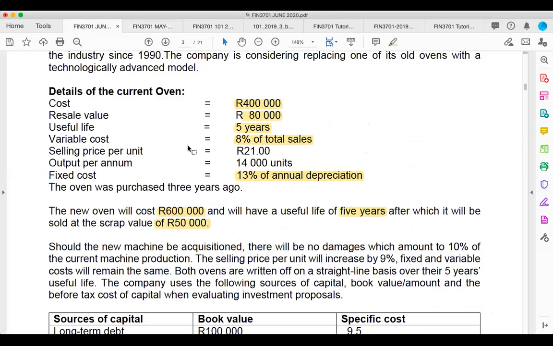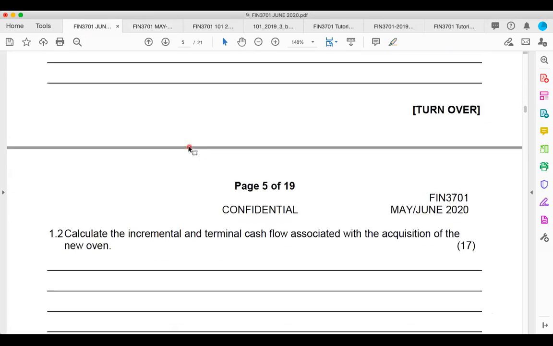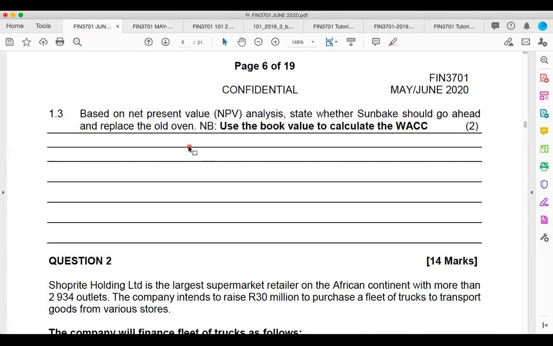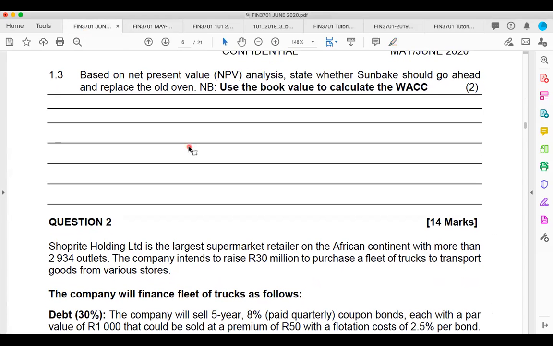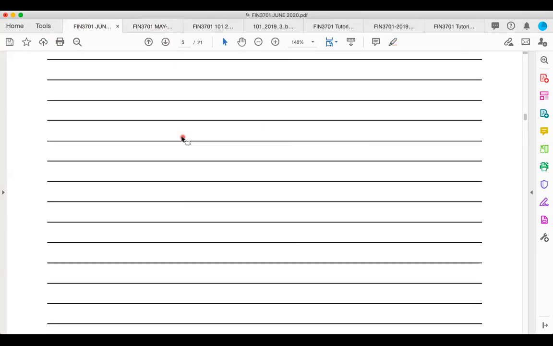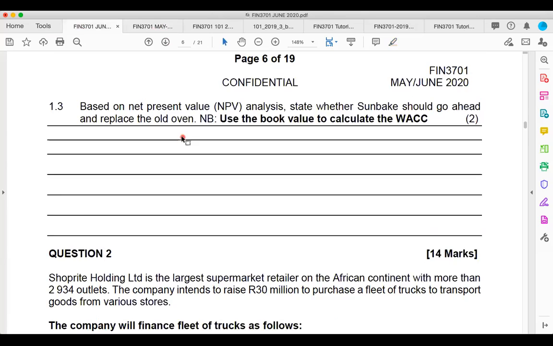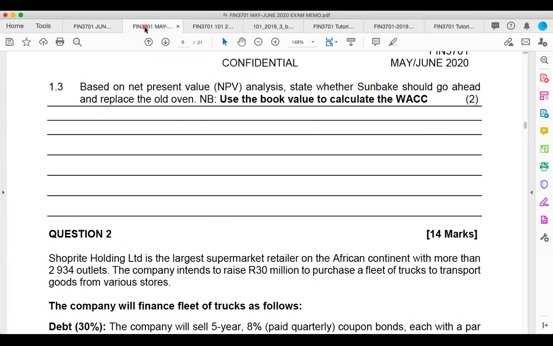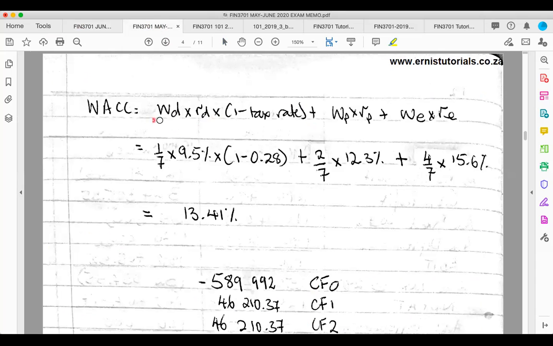Then the next part, so that was the terminal cash flow. The last part of the question asks you to decide whether or not you should invest in this new machine, whether or not you should replace the old machine. Now, an important thing to note here, you need the weighted average cost of capital. It is given by this formula: the weight of debt times the cost of debt before tax multiplied by 1 minus the tax rate, plus the weight of preference shares times the cost of preference shares, plus the weight of equity times the cost of equity.